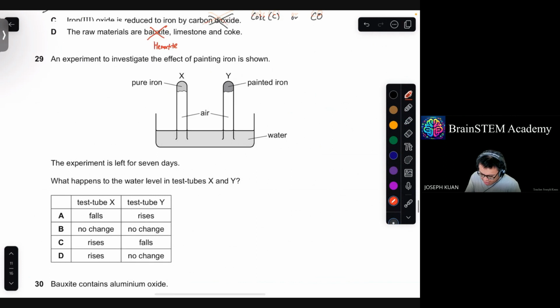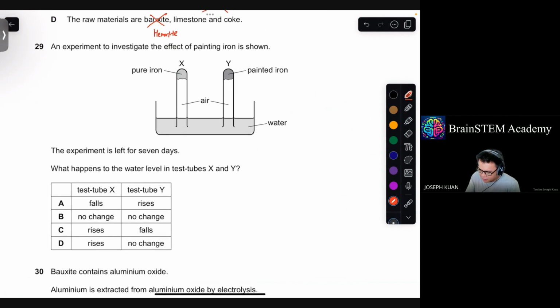Moving on to question 29, an experiment to investigate the effect of painting iron is shown. The experiment is left for 7 days. What happens to the water level in test tubes X and Y? Whenever you see iron, whenever you see air, whenever you see water, it's a recipe for disaster, rusting. Right, iron and air and water, it's for rusting.